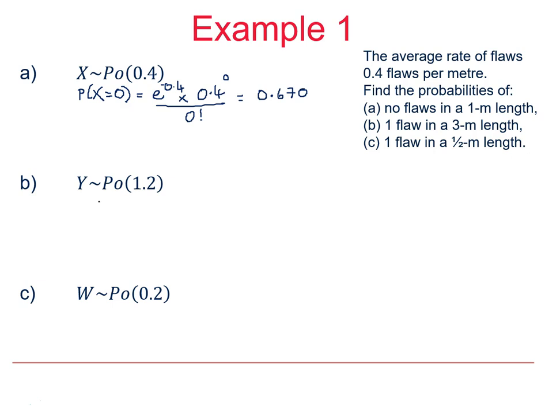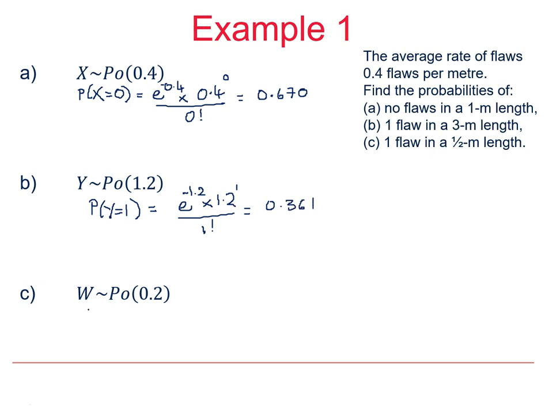For part B, we want the probability of getting exactly 1 flaw in 3 metres, so lambda is scaled up to 3 times 0.4, and that would be e to the minus 1.2, 1.2 to the power 1 over 1 factorial, and that you should obtain 0.361.